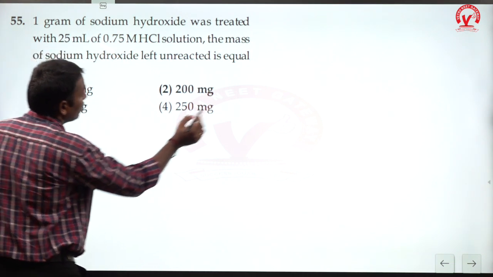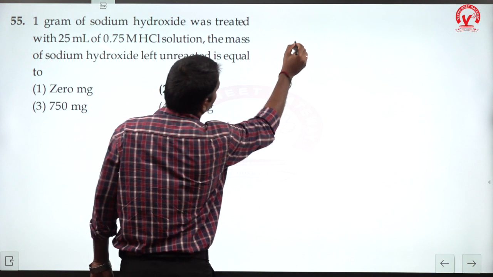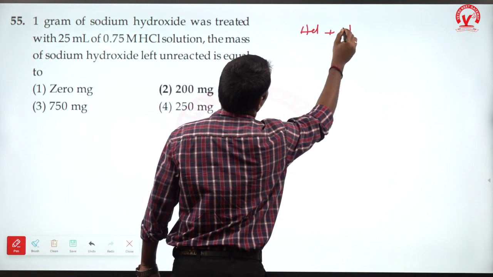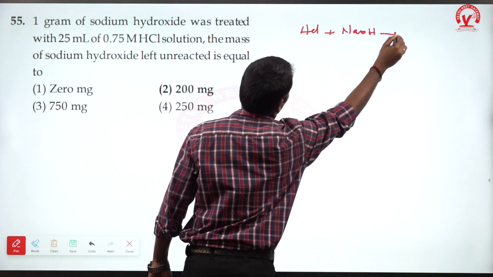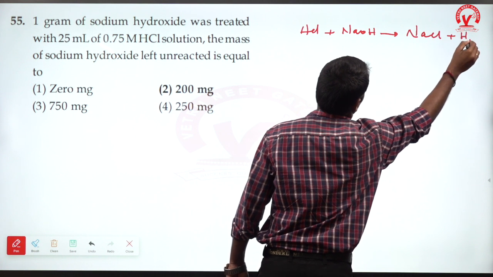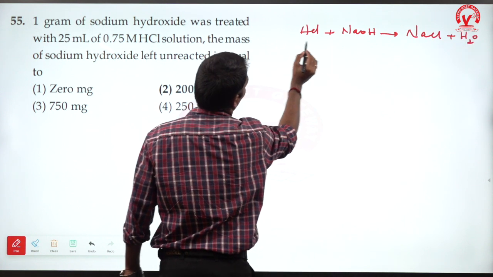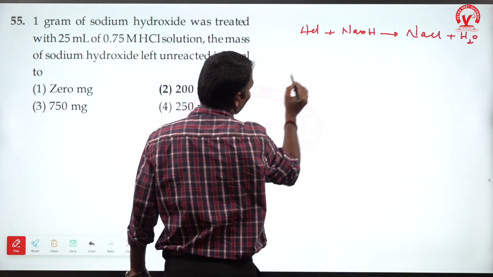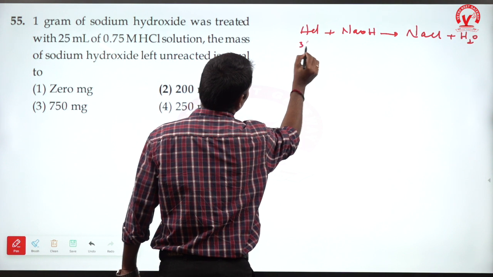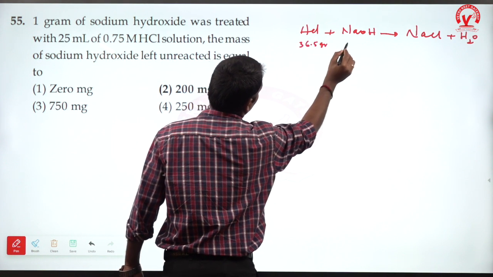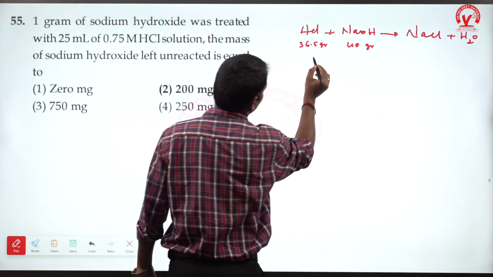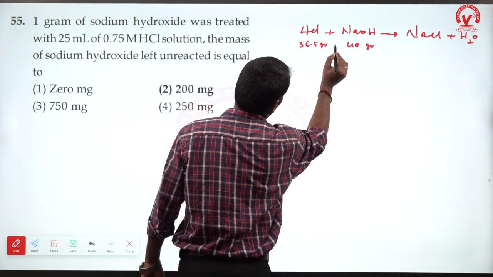Now, in this acid base reaction, HCl reacts with NaOH to give NaCl plus water. 1 mole of HCl reacts with 1 mole of NaOH and gives 1 mole of NaCl and 1 mole of water. 1 mole of HCl weighs 36.5 grams, and NaOH is 40 grams. So 40 grams of NaOH requires 36.5 grams of HCl.